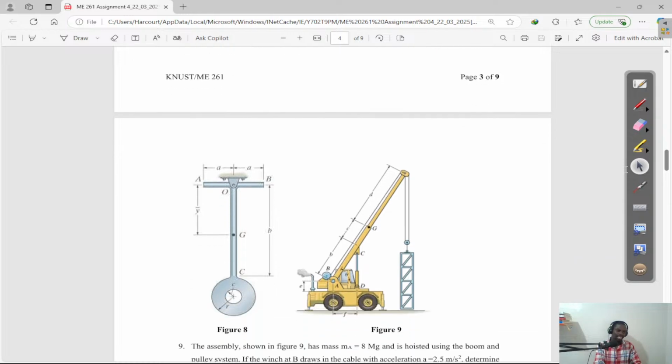Please, should we solve question 8 or should we skip? Let me know. Should we solve question 8 or skip?